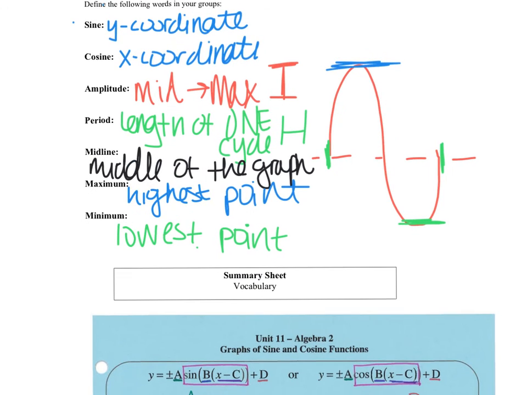All right, now what I want you to do for the rest of class, I want you to go ahead and fill in all of these on your summary sheet.